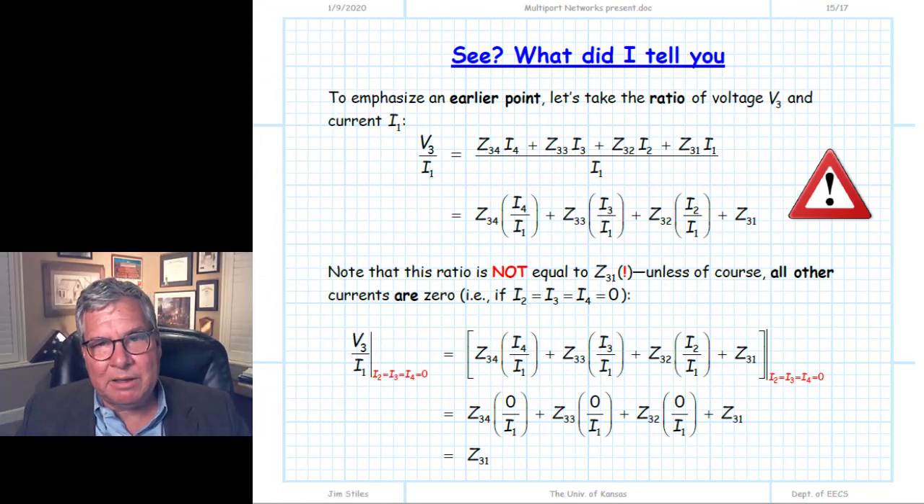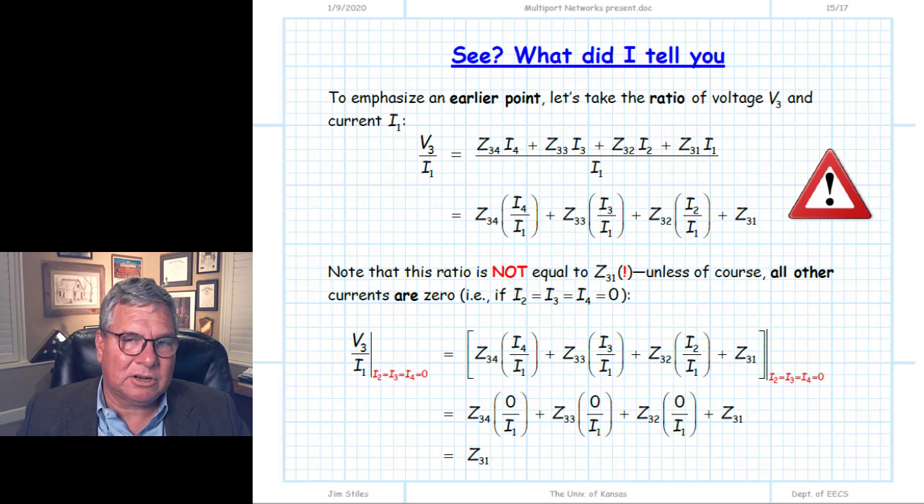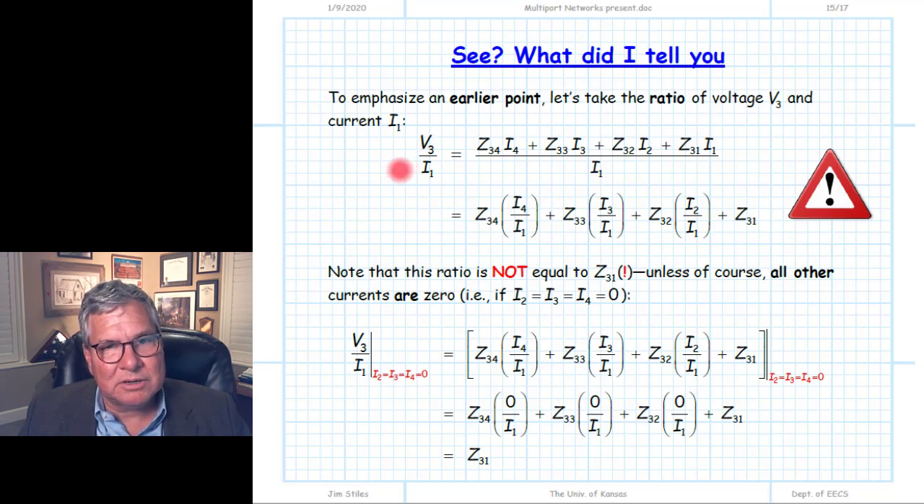So I want to go back and one more time emphasize something that I talked about earlier, and that is the idea of the ratio of the voltage at port 3 to the current at port 1. And I said, generally speaking, that is not equal to the transimpedance parameter Z31. And we can see this now. The total voltage at port 3 is equal to the sum of each of the components due to each of the non-zero currents. This is our total voltage due to each of the four components, which you now can calculate if we know the transimpedance parameters. Let's take that result and divide by I1.